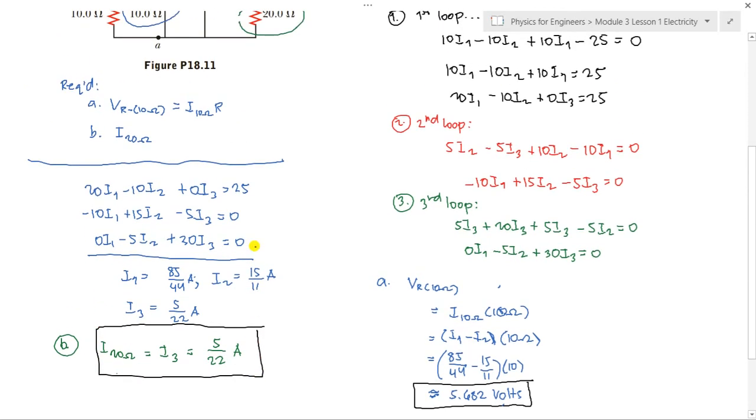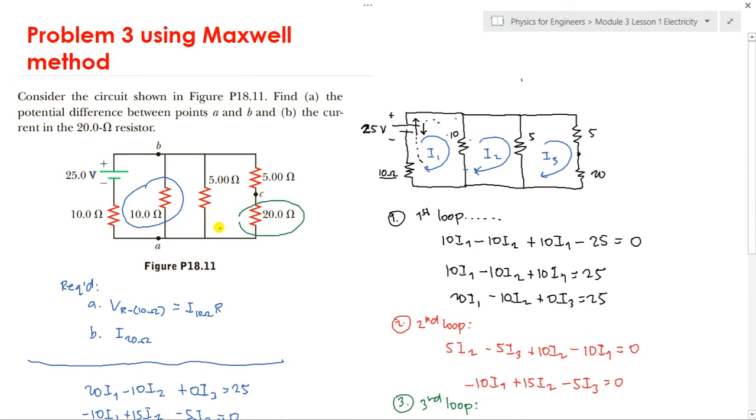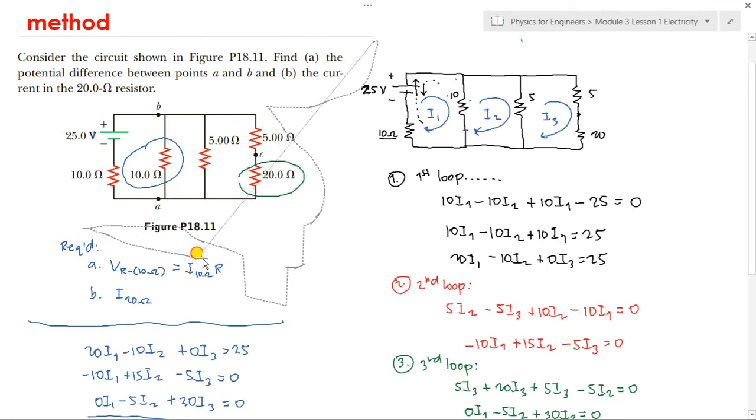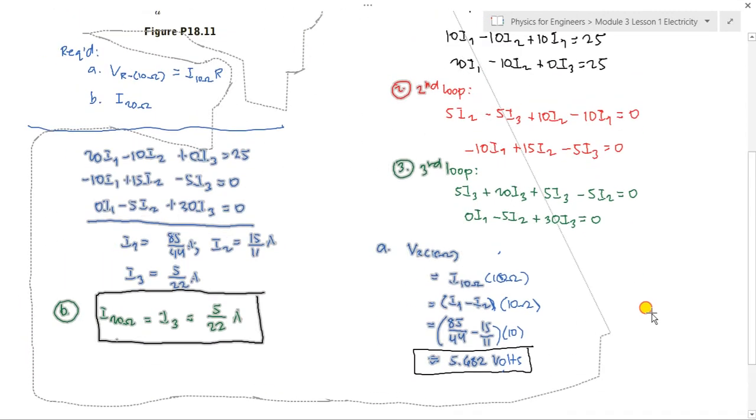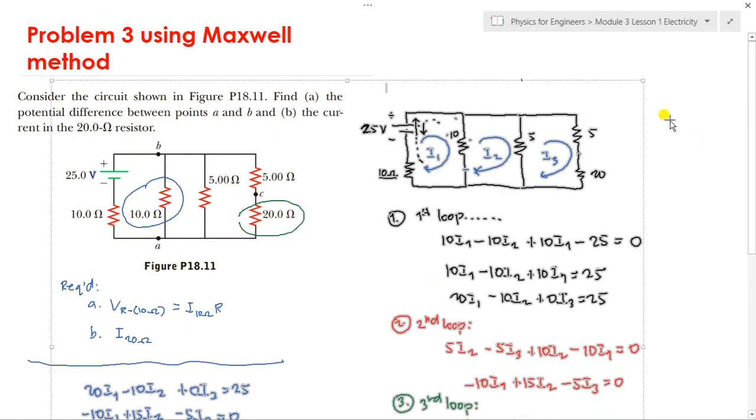Okay. Now, please take note of the answer because in this problem, in the next class, we're going to solve this using another method. So we erase this, then we continue. Okay, using the other method aside from Maxwell.